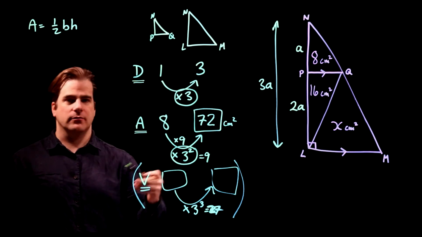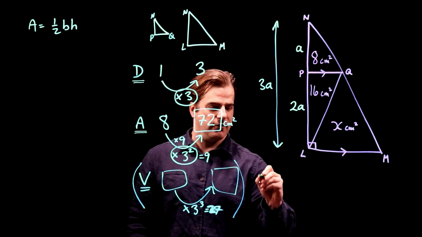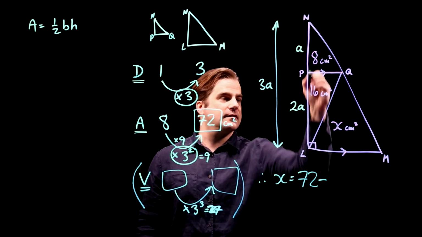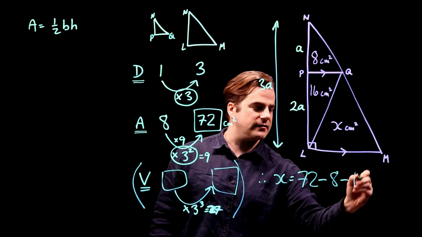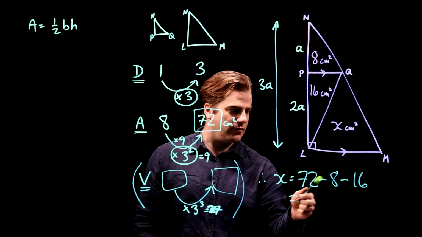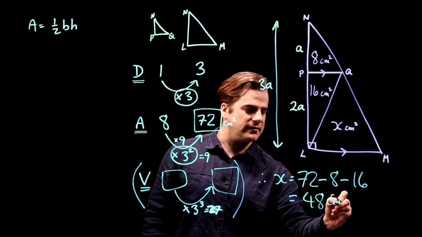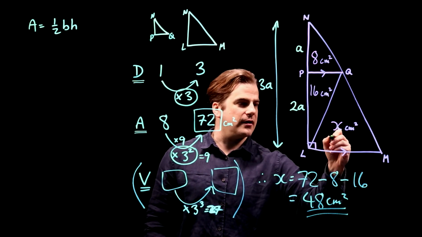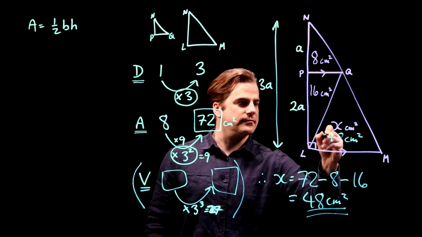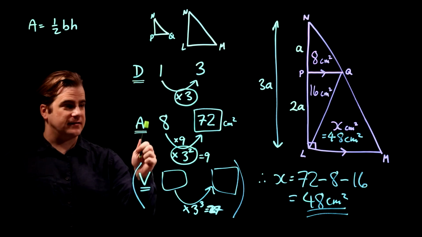Right, so we've pretty much done it. The area of the whole thing is 72, so therefore x is 72 minus 8 minus 16, which is 72 minus 8 is 64, 54, 48 centimeters squared. There we go, 48 cm squared. Okay, that's how it's done. Scaling factors.